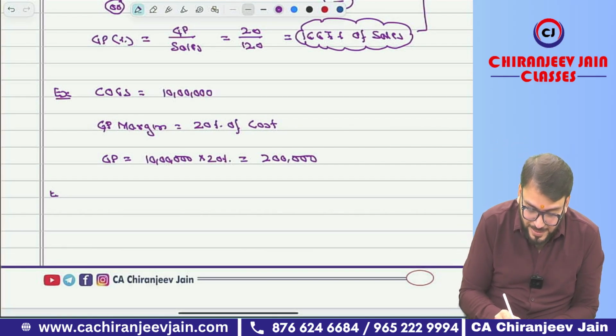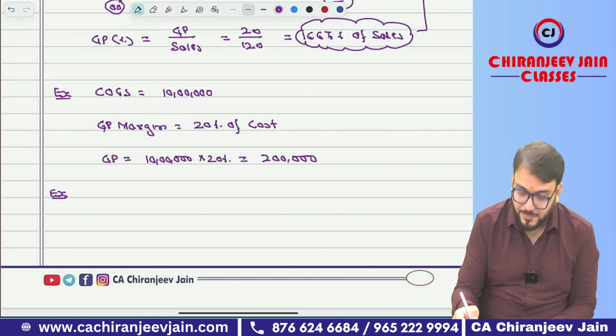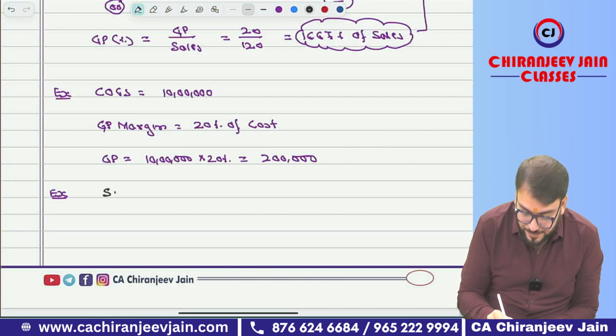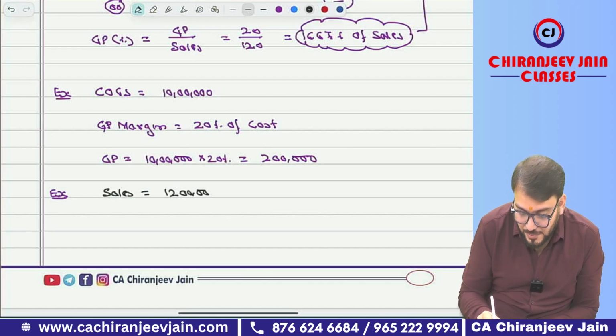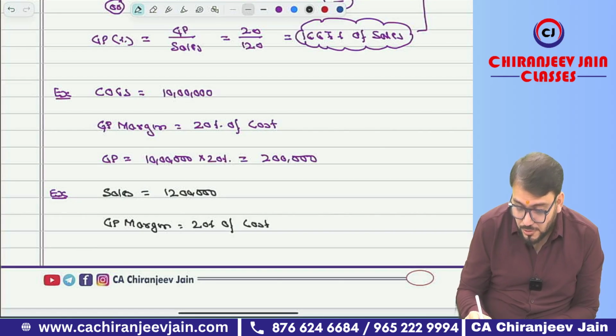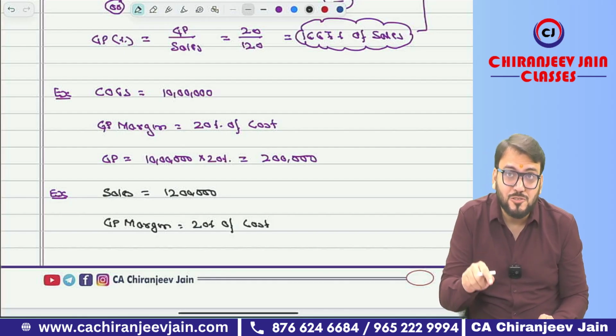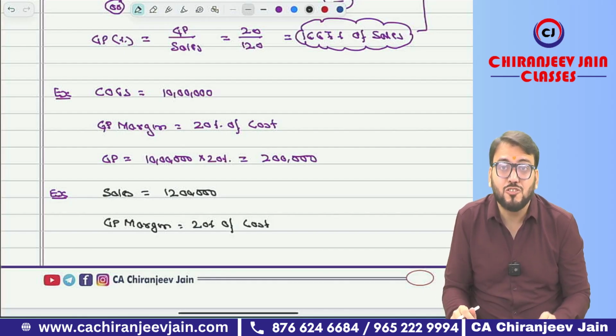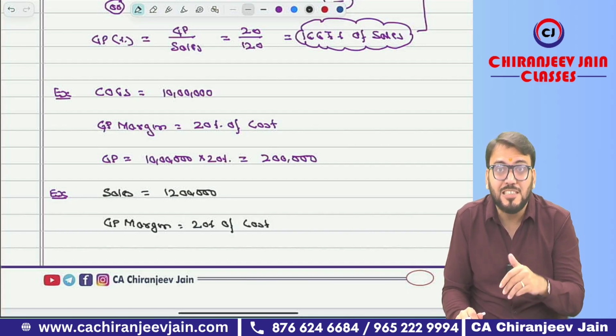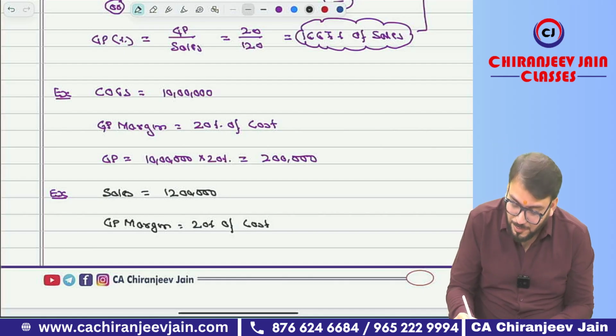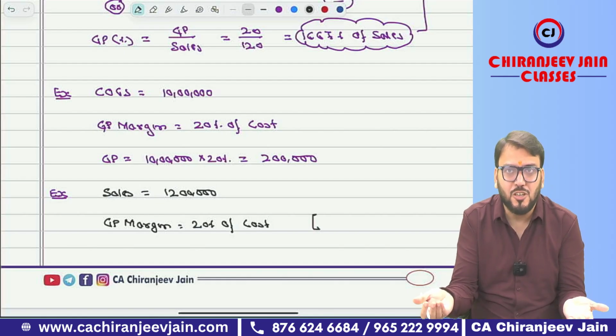But if I say in this way, example, just try to understand. They have given sales is equal to 12 lakh, and now they have given GP margin is equal to 20% of cost. Now 20% can't be applied on 12 lakh, because they have given you sales and the GP margin is in terms of cost. So first we need to convert 20% of cost in terms of sales, correct? It will be 16.67% of sales.